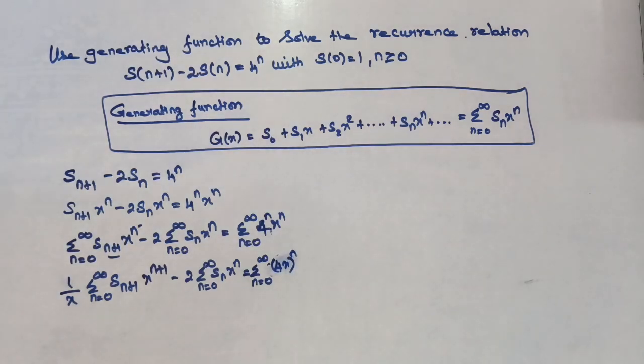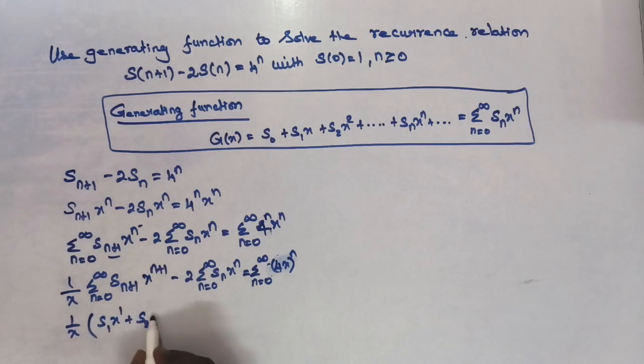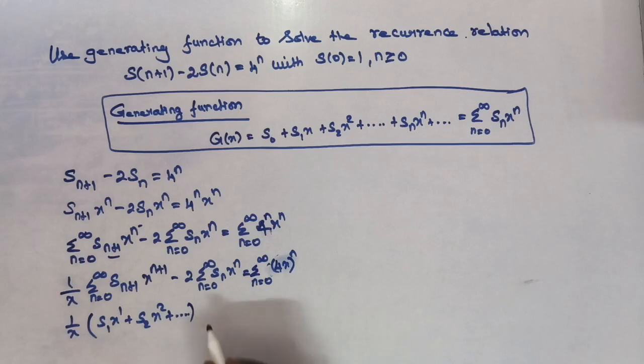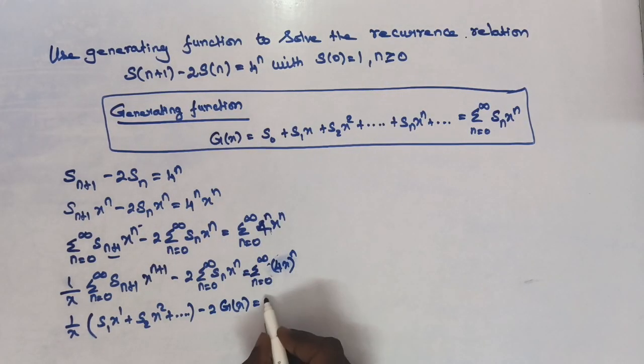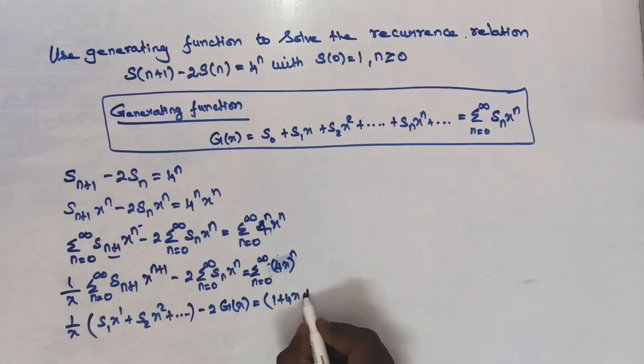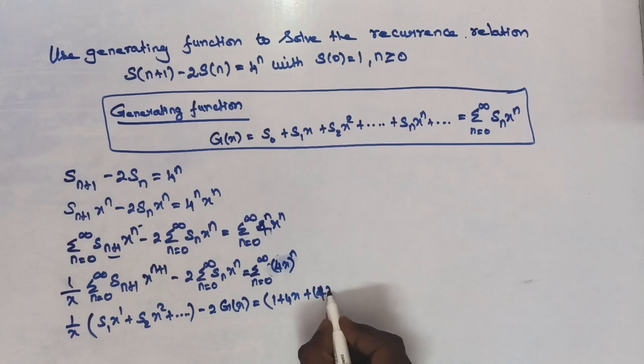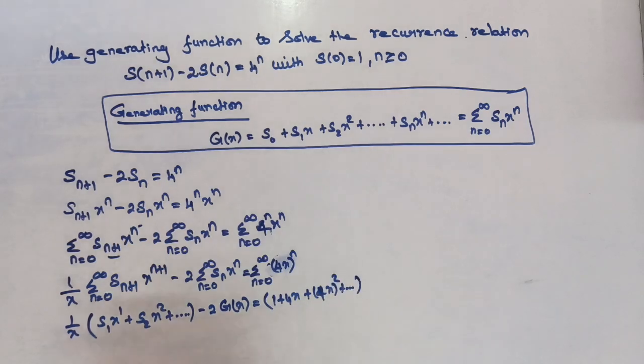Now I can expand this summation, that is 1 by x. When n takes the value of 0, you will get s1 x plus s2 x square plus up to etc., it goes on, minus 2, and this is in the form of sn x power n, so that is nothing but g(x). I can write g(x) equal to, when n takes the value of 0, 1 plus 4x plus (4x) the whole square plus up to etc.